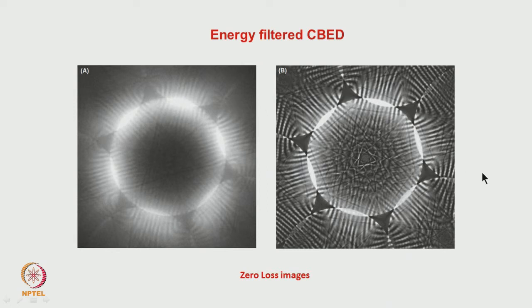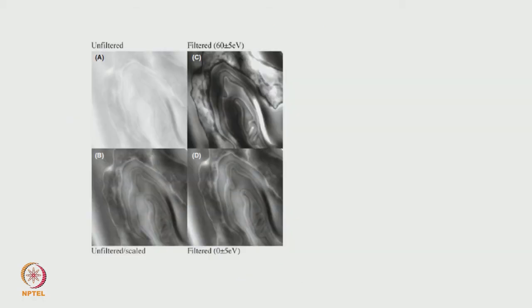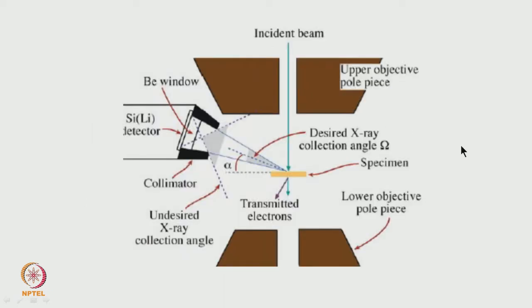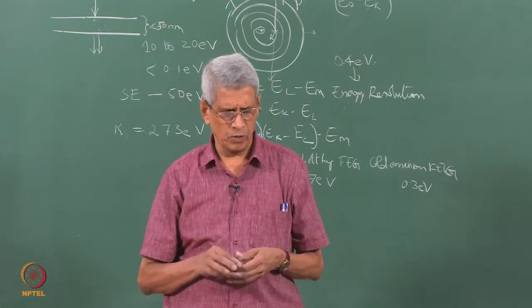There are many applications which you can think of. It is only left to your imagination to decide what sort of experiment you should do to get the best information using this microscope. This is a biological sample where we can enhance the contrast by removing some of these plasma energy losses. So far I mentioned the electron energy loss spectrometer.